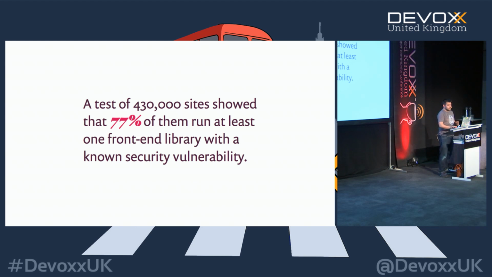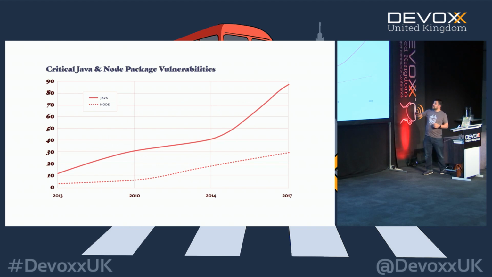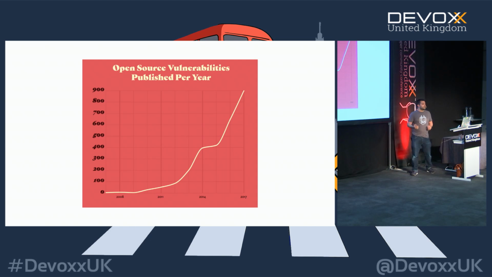We've talked a bit about Node. Java is winning though. We can see Java is higher, so that's got to be better. The number of critical Java and Node vulnerabilities, Java is increasing, Node is increasing. If you actually look across the ecosystems, they're all increasing. And one of the reasons is that the number of open source vulnerabilities published every year is massively increasing. The target here is open source, third-party, reusable code.